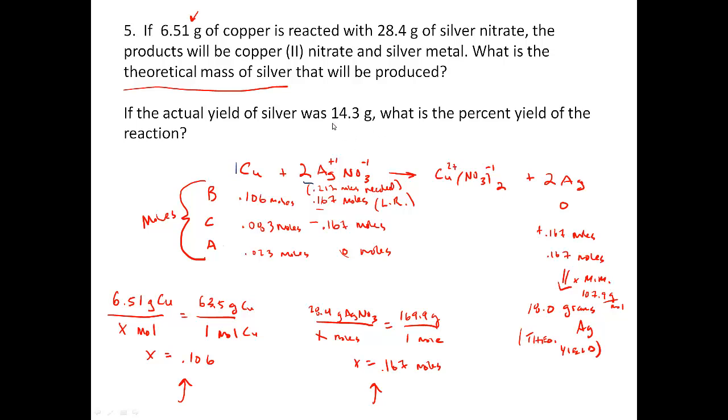If the actual yield is 14.3 grams, what's the percent yield? Well, it is actual over theoretical times 100%, right? If we work that calculation out, actual, it's what we always give you, 14.3 grams. Theoretical is 18 grams. Multiply that by 100. Our percent yield is going to be 79.4%.